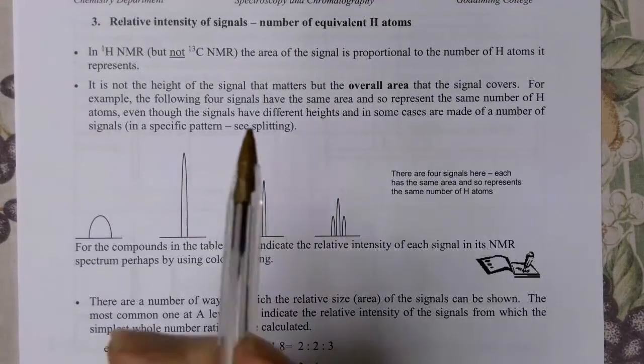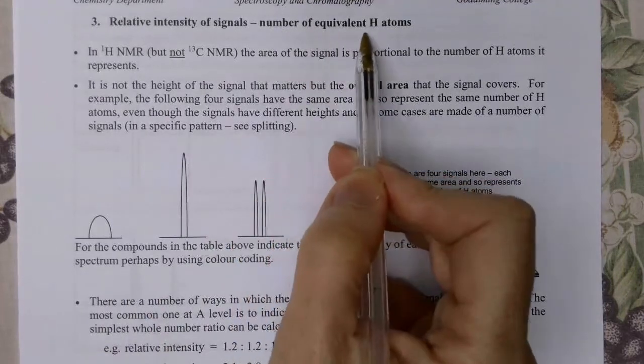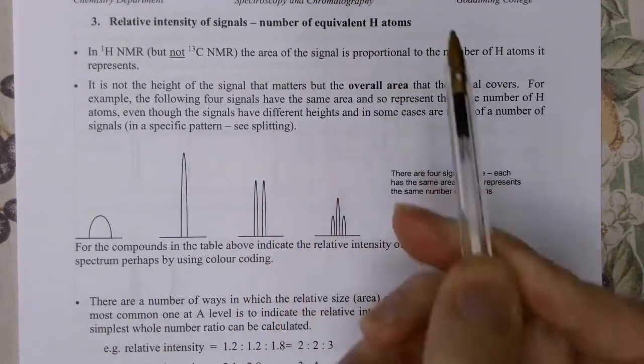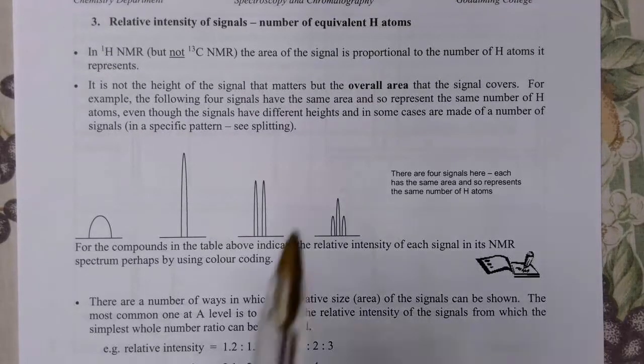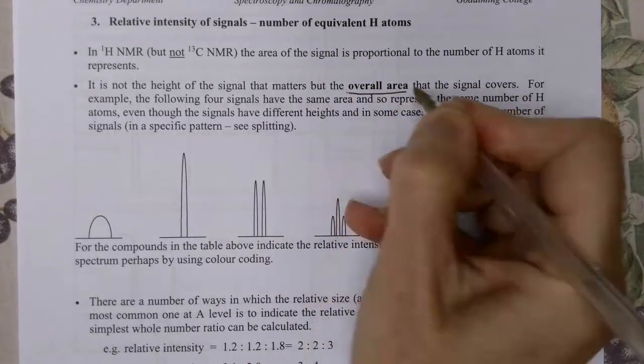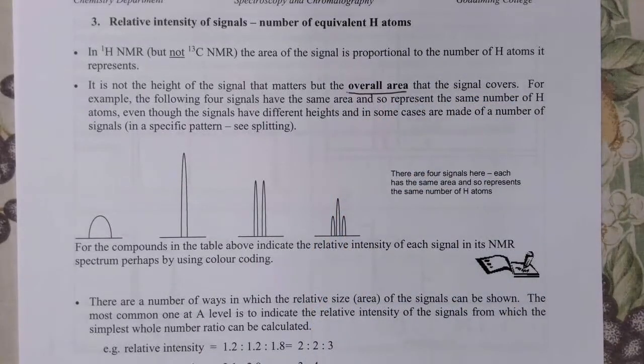So the next piece of information we can get is the number of equivalent hydrogen atoms. This is to do with the area under the curve. This is not used in carbon NMR; it doesn't work for that one, but it does work with hydrogen. It's the overall area that the signal covers, which gives us the ratio of hydrogens in the different environments.